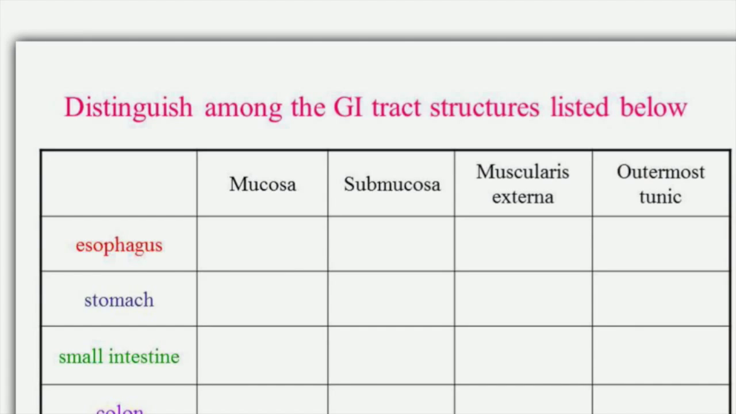In case of the small intestine, in the mucosa, you will have villi and crypts, in addition to GALT. In the submucosa, you will have glands in the duodenum and Peyer's patches in the ileum, nothing in the jejunum. In the muscularis externa, inner circular and outer longitudinal, and finally we have serosa.